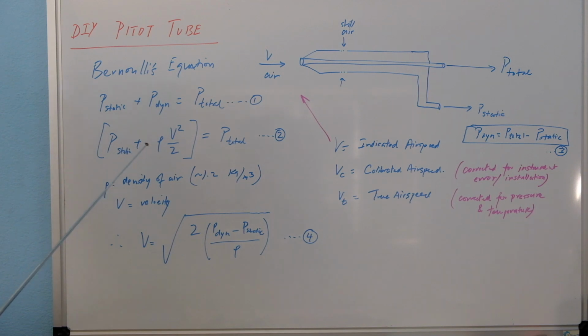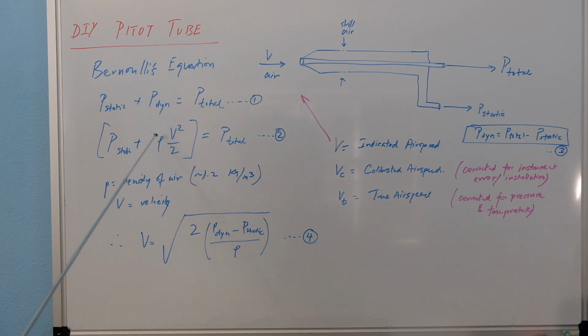And you can basically break that down into components, which is P static, which is the pressure that is measured using a barometer or anything like that, plus this term, which is rho times V squared over 2, which is dynamic pressure, equal to P total. So P dynamic is really P total minus P static. Where rho is here the density of the air around us, and V is the velocity of the air that is hitting the pitot tube, and the constant 2.